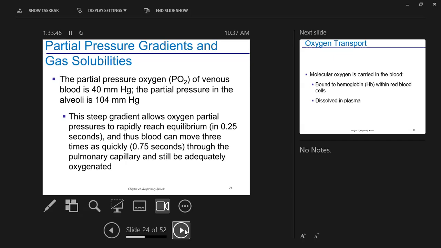In the alveoli, the pressure is about 100. So the pressure difference between the veins and the alveoli is about 60 millimeters. So we have a very steep gradient between the oxygen in the alveoli just before it goes into the blood, as opposed to what we have in the veins on the other side.